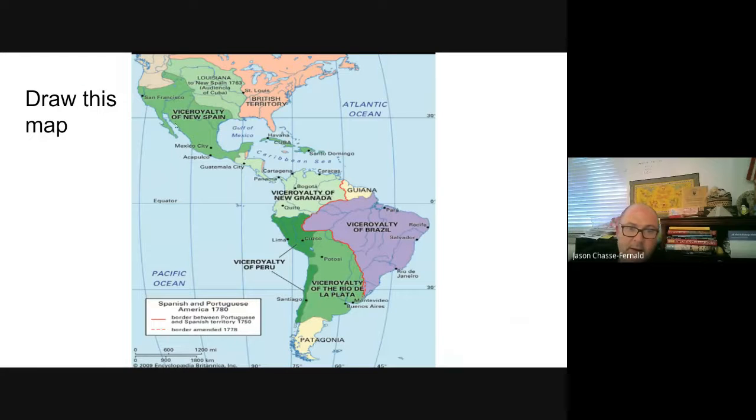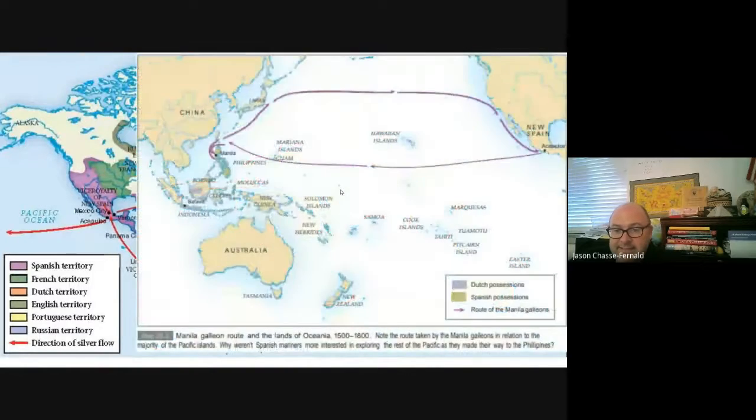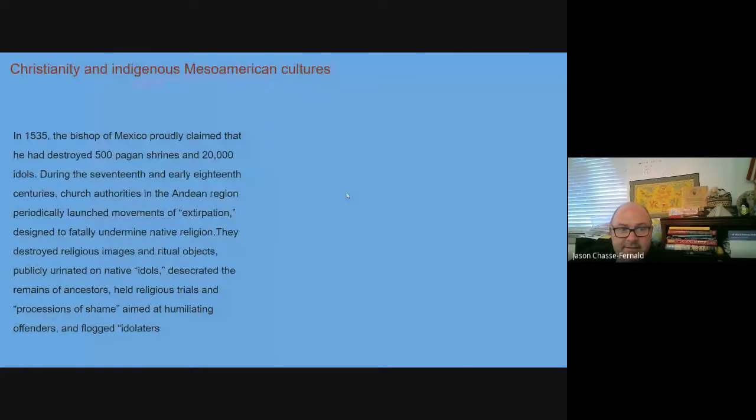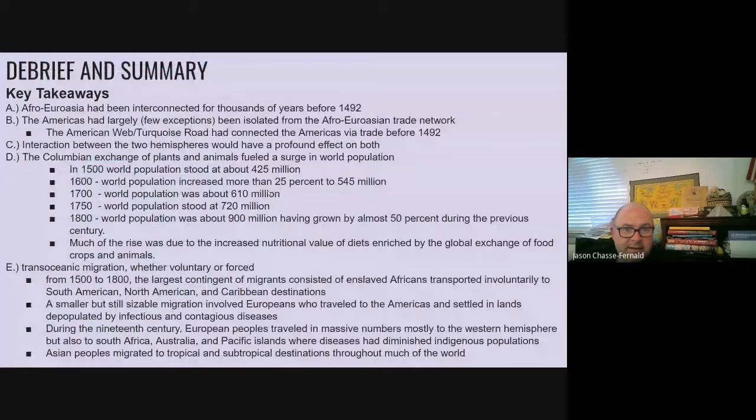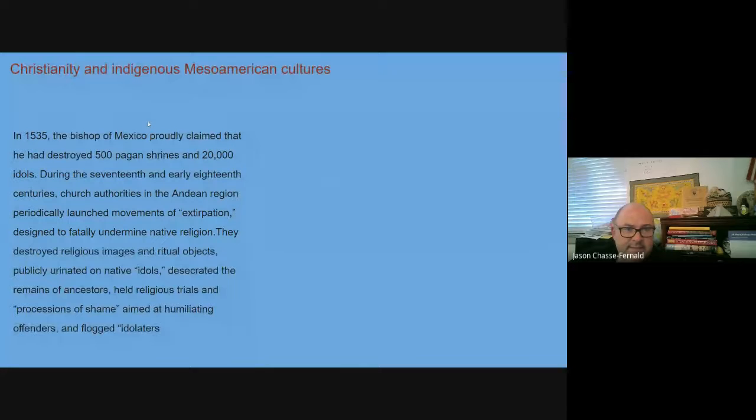So I guess we're not going to draw this today. Maybe we'll get around to that tomorrow, but we will spend some time on this. This is looking at the colonial settlements, which is probably going to get into tomorrow. That's probably it for today. And what do we see here?